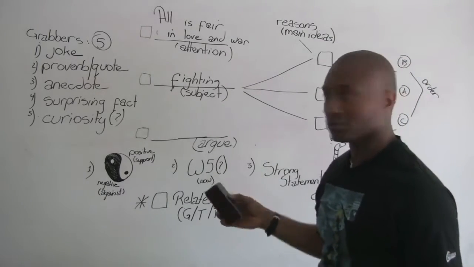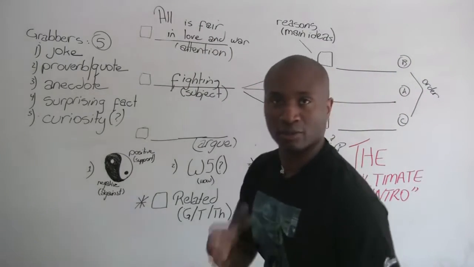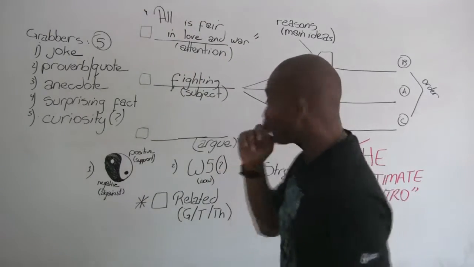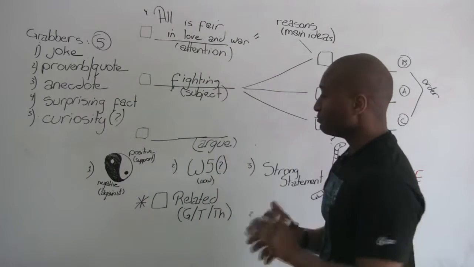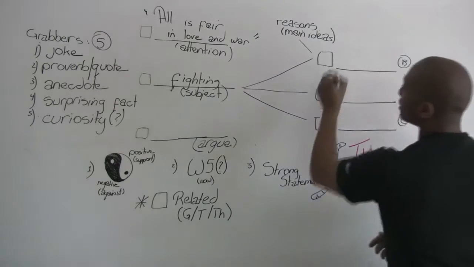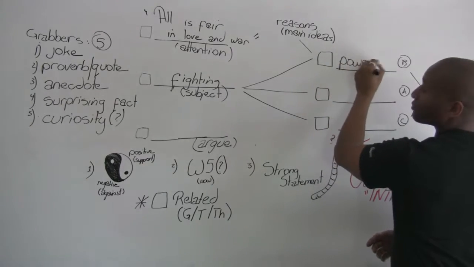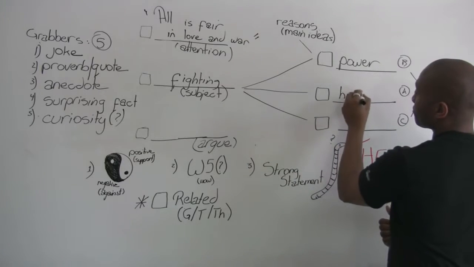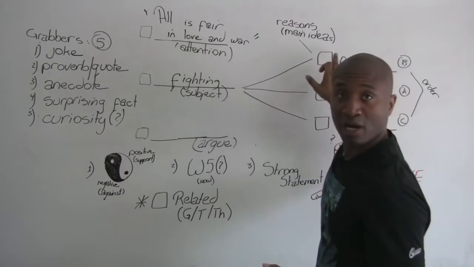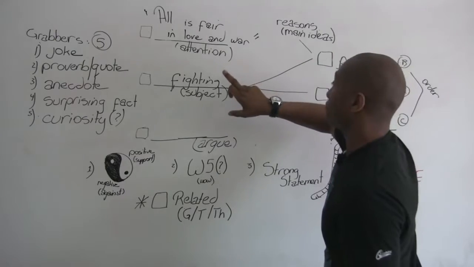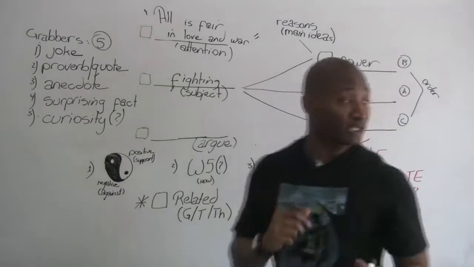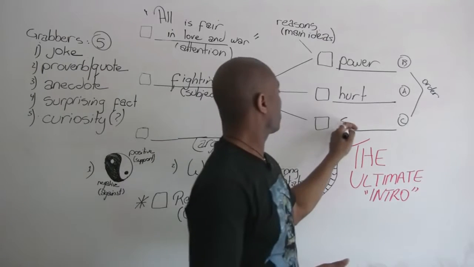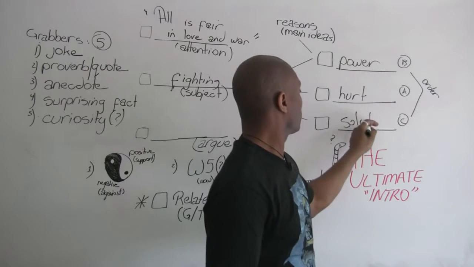Now, we've got our grabber. You got my attention. All is fair in love and war. Because what are you talking about? Love, war, what? Now I'm telling you the subject's about fighting. Then we're going to say, well, what about fighting? Power, hurt. Okay. When you fight, you get power from fighting. When you fight, people get hurt. Okay. People get hurt when you fight. And let's say solution.